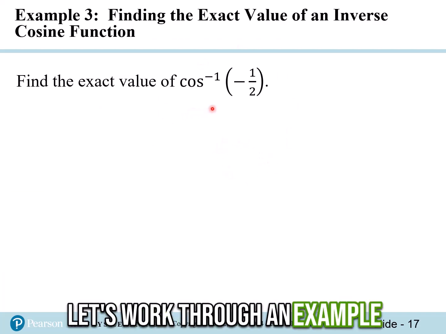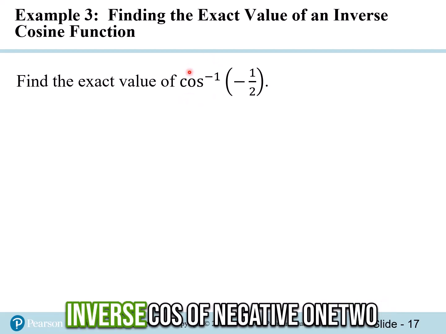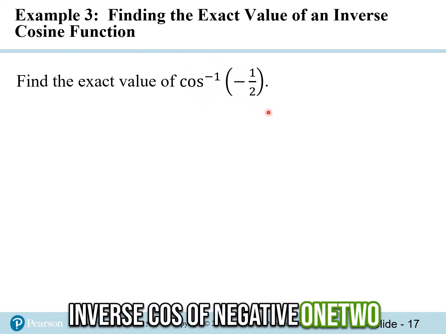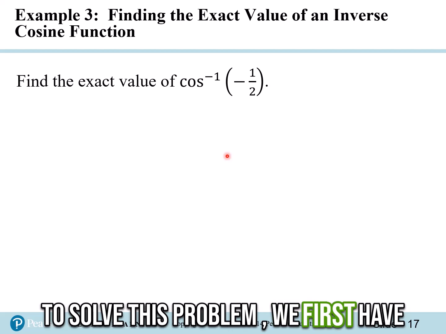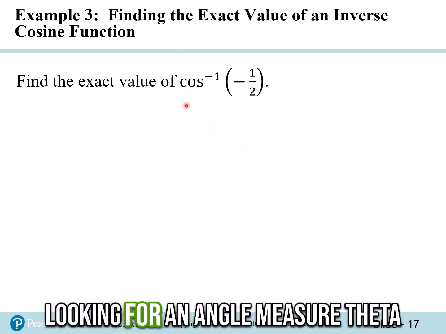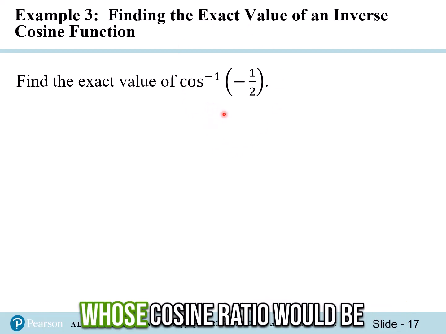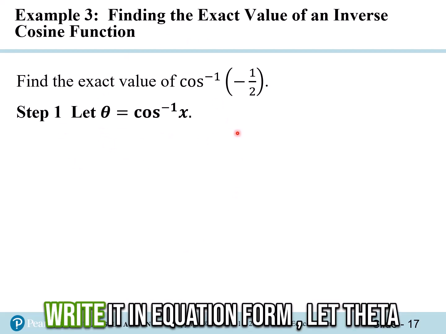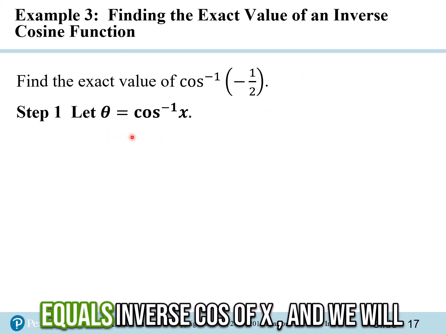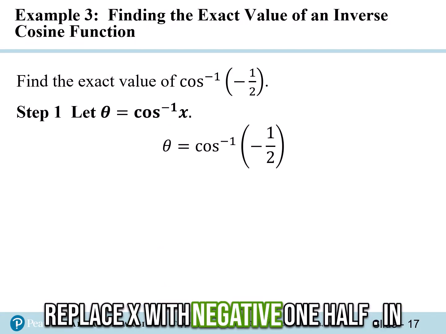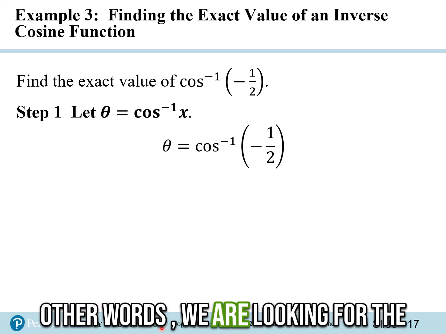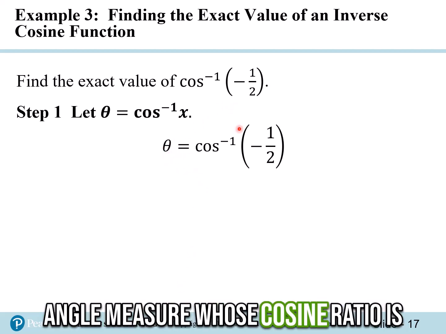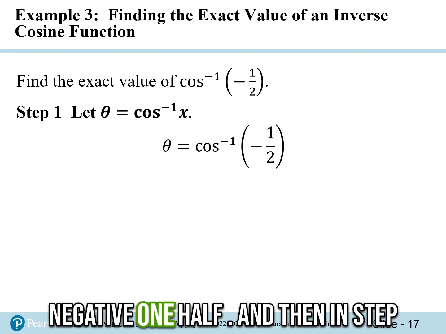Let's work through an example now. It says find the exact value of inverse cos of negative 1/2. To solve this problem, we first have to remind ourselves that we are looking for an angle measure theta whose cosine ratio would be negative 1/2. We start with step 1 where we write it in equation form. Let theta equal inverse cos of x, and we will replace x with negative 1/2. In other words, we are looking for the angle measure whose cosine ratio is negative 1/2.